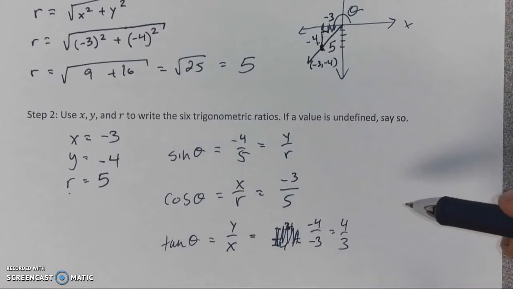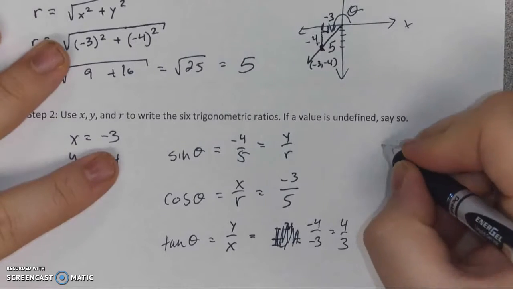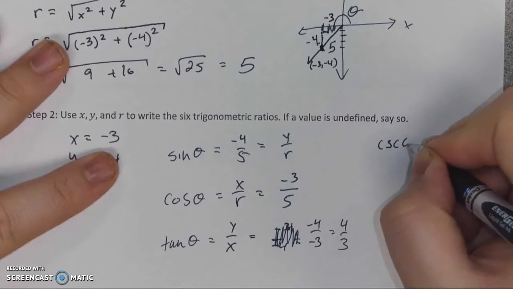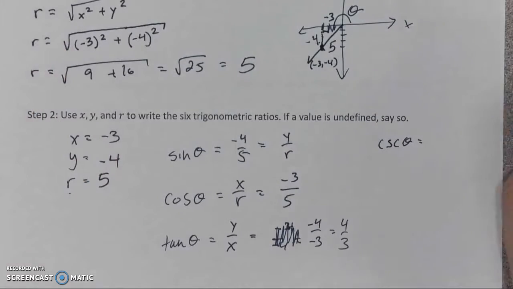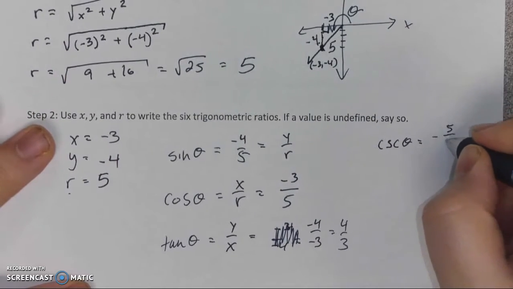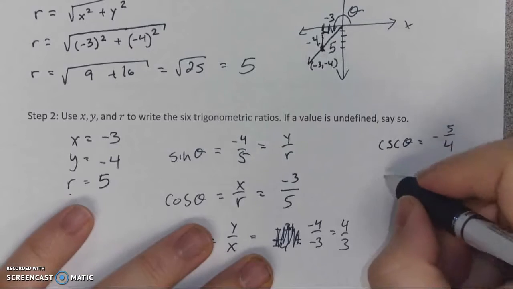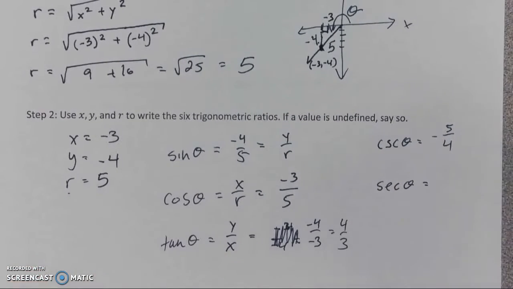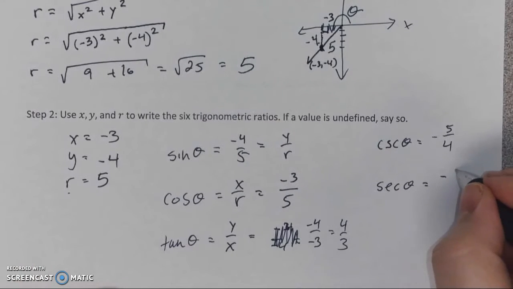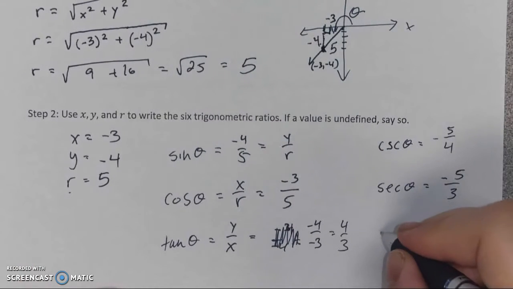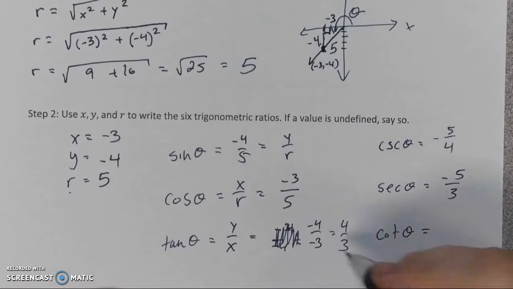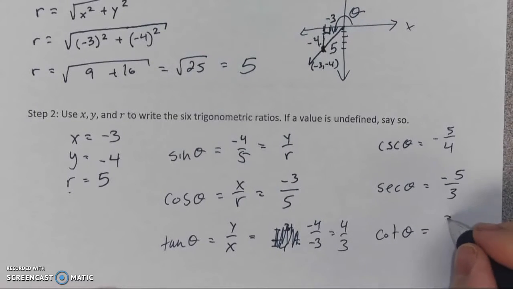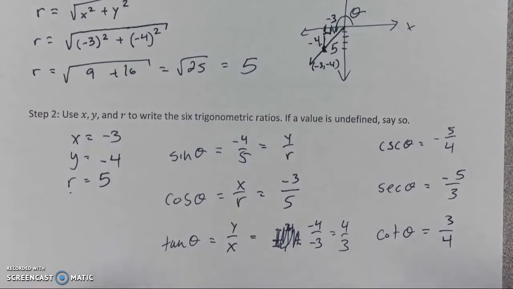Then we do the reciprocal trig functions. The reciprocal of sine is cosecant, so the reciprocal of -4/5 is -5/4. The reciprocal of cosine is secant, and so that would be the reciprocal of -3/5, which is -5/3. And the reciprocal of tangent is cotangent, so the reciprocal of 4/3 is 3/4. Again, no domain restrictions here. Everything is defined.